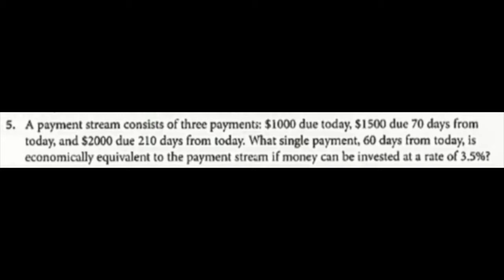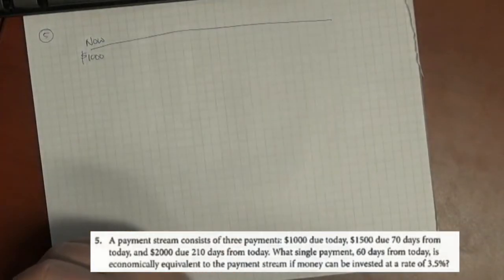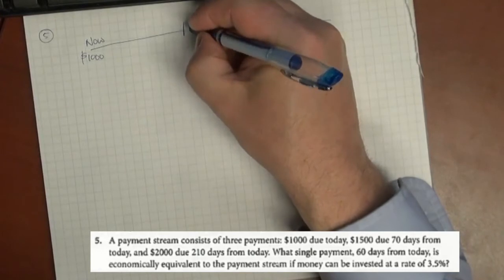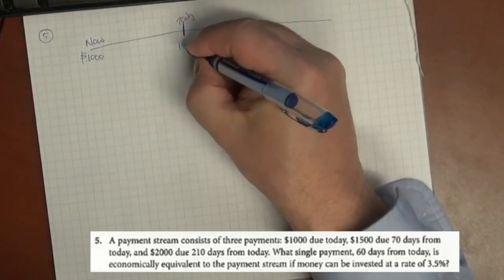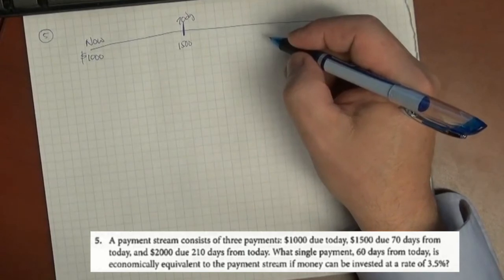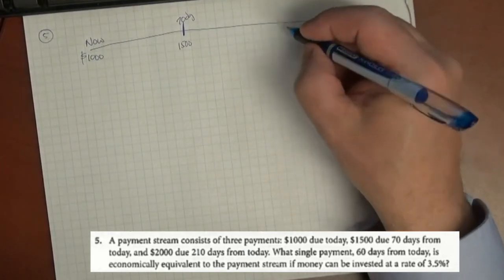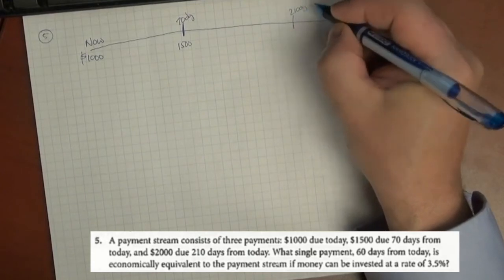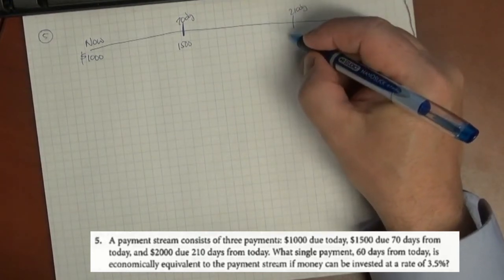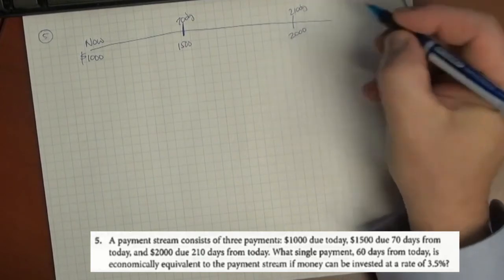Number five, again, says a payment stream consists of 3 payments. So in this particular instance, we've got 3 payments. $1,000 due today, so we've got now. That's $1,000 due today. $1,500 due in 70 days from today. And $2,000 due in 210 days from now.